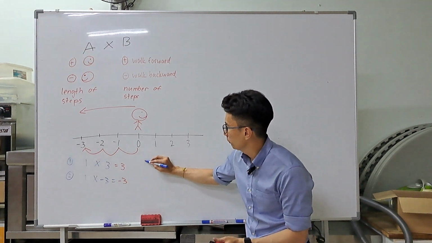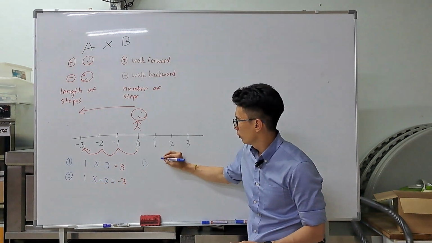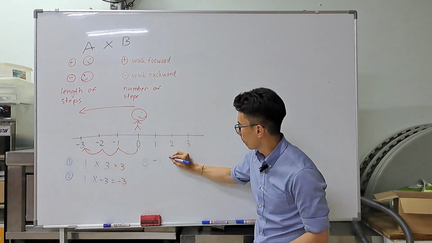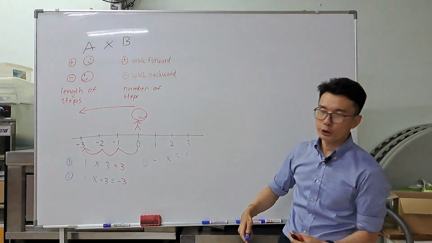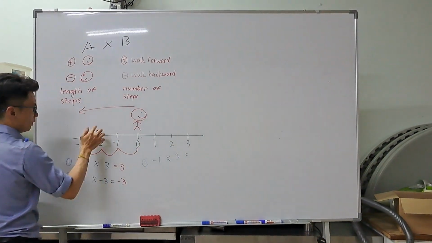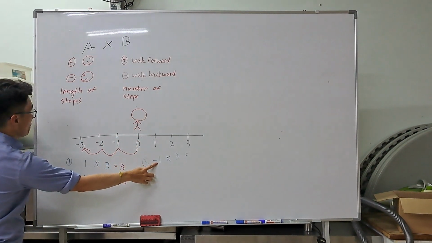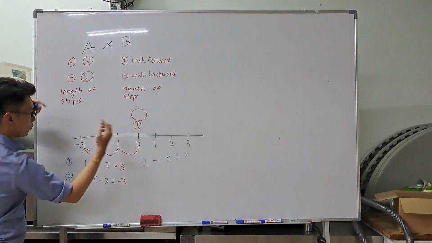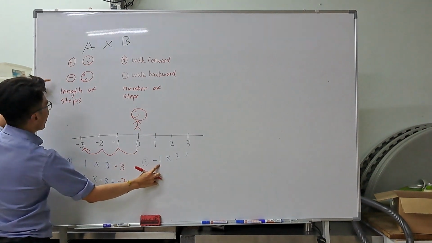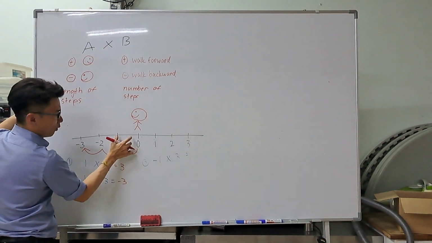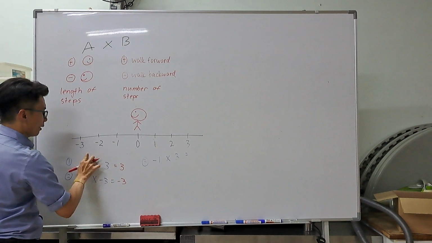Third example. If I have negative 1 multiplying with 3, what do I get? Let's use this analogy again. Negative 1, based on this, I am facing to the left. And the length of my step is 1 unit.